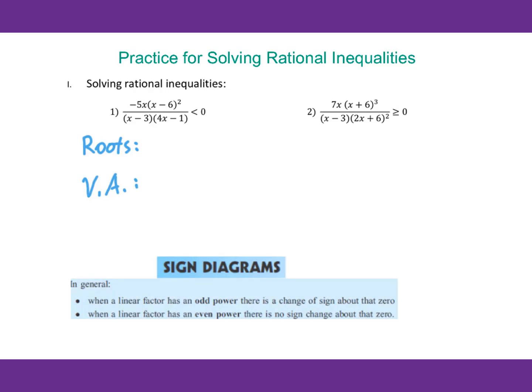For the roots, we set the numerator equal to 0. Therefore, you get x equals 0 and 6. For vertical asymptote lines, you set your denominator equal to 0. Therefore, x equals 3 and x equals 1/4.